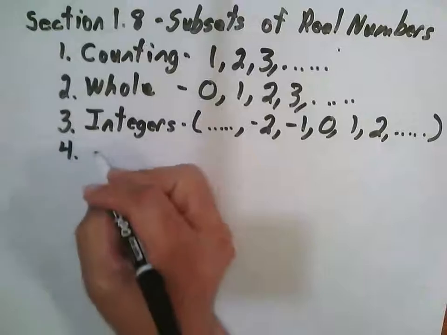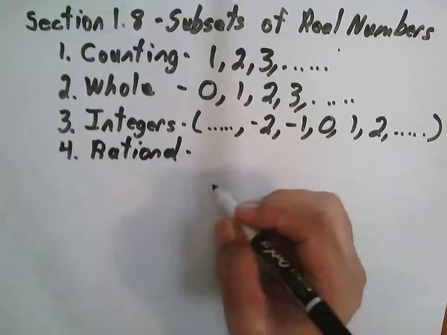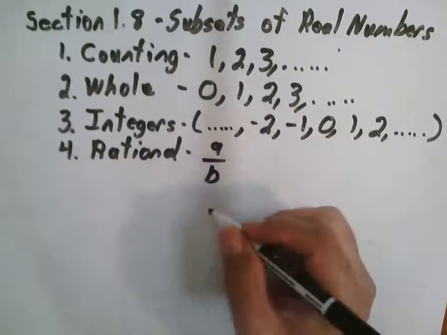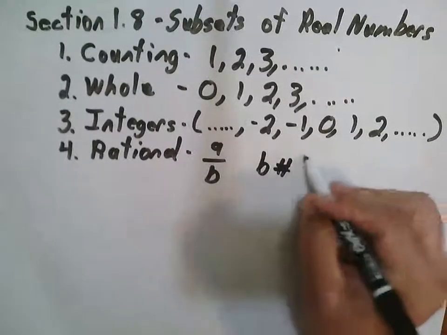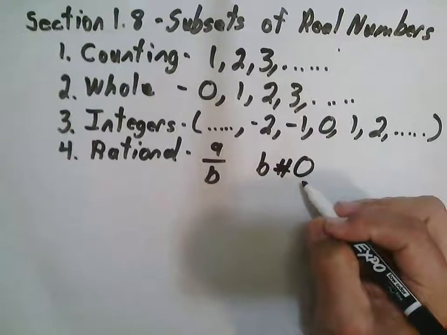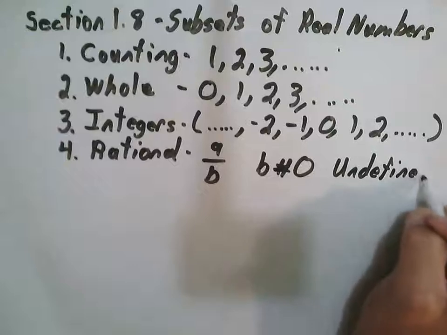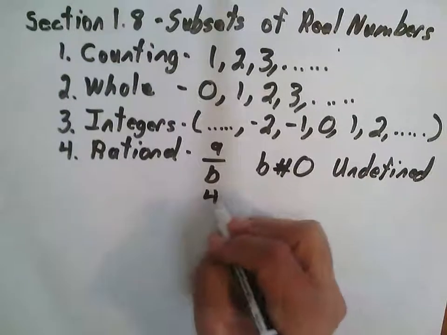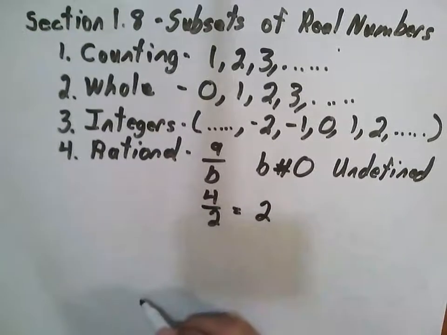So number 4 is called rational numbers. Rational numbers are basically fractions, in which a is over b, and also in which b does not equal 0. Now we know b doesn't equal 0 because in our class that is considered undefined, and I told you that we won't have any that are undefined. So an example of a rational number would be 4 over 2. 4 can be divided by 2, and that would give you a 2.